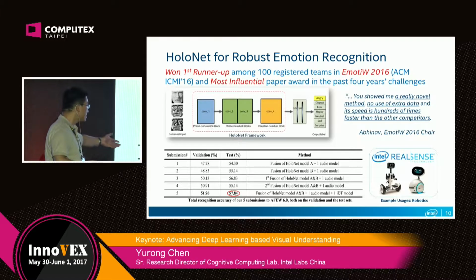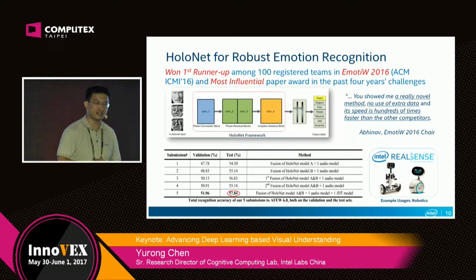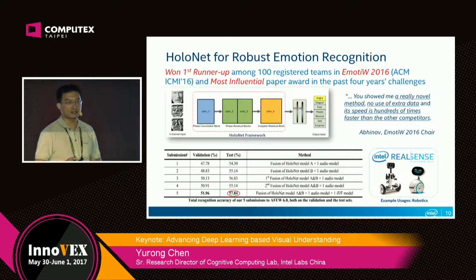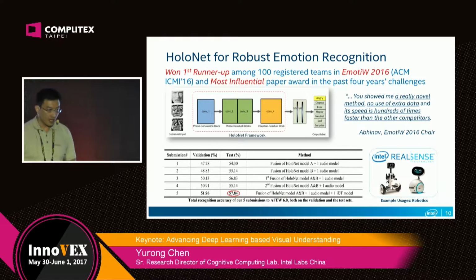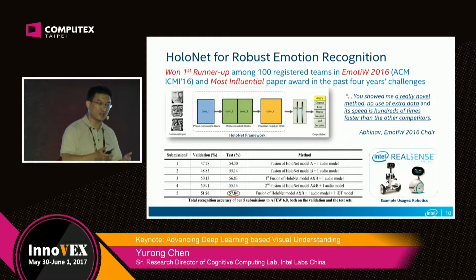By fusing several modalities, we achieved accuracy of about 58%, ranked second out of 100 teams in the EmotiW 2016 challenge. And our paper on HoloNet was chosen as the most influential paper in the past 4 years of the EmotiW challenge by the program committee. Since our method is lightly deep, we are using actual data for training, and its speed is hundreds of times faster than the other competitors.